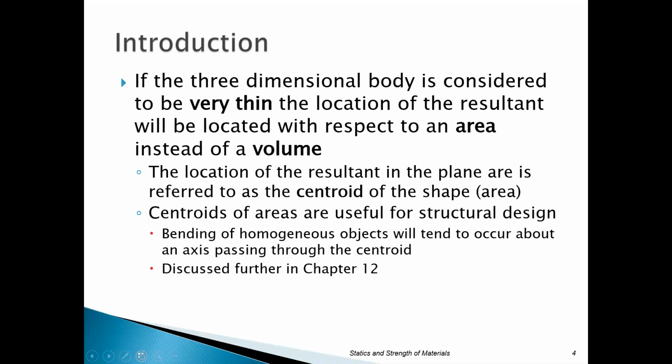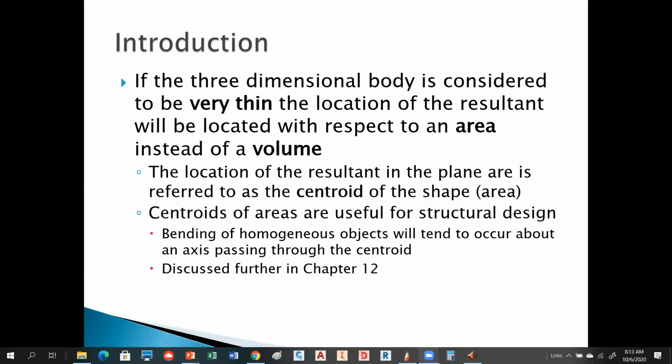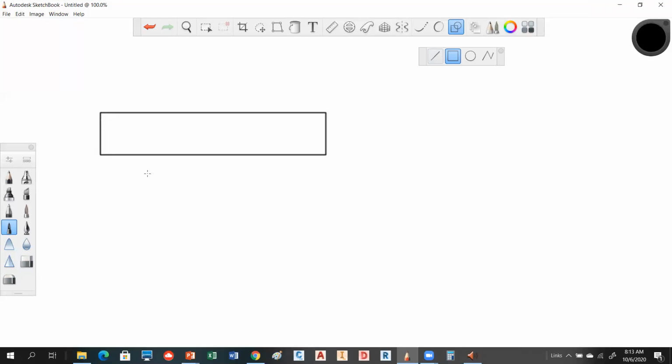So to give you an example of what I'm talking about here, let me flip over to my screen. Let's see. Okay, so let me draw a simple shape here. If I have a simply supported beam, I'm going to just make it a roller on one side.